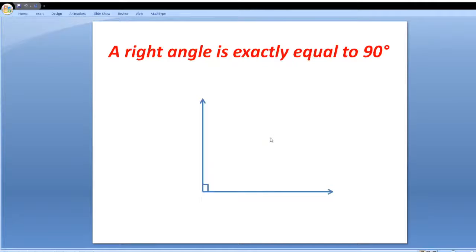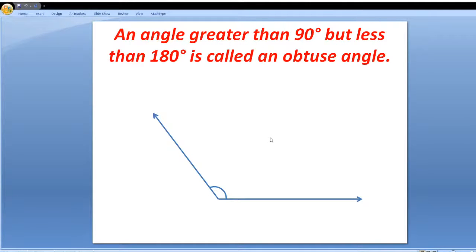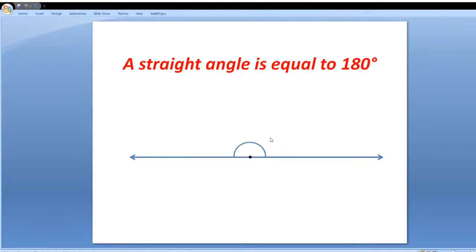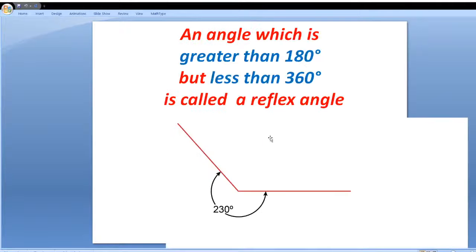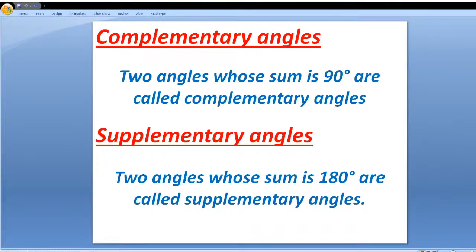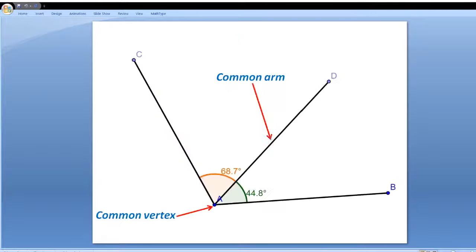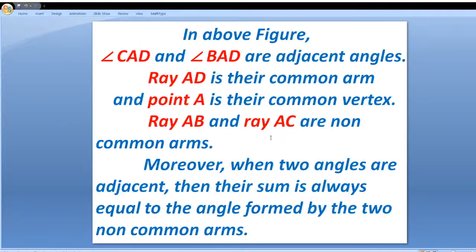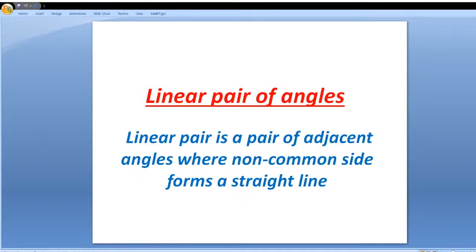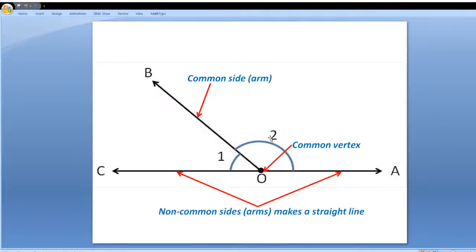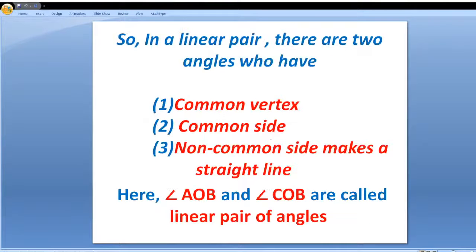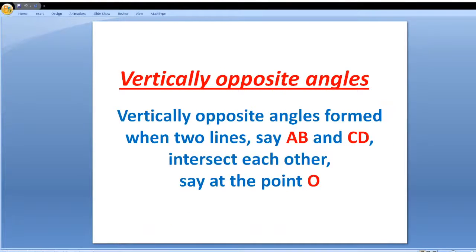See, this is acute angle, at exactly 90 degree, right angle, 180 degree, obtuse angle, and straight angle, and then reflex angle, complementary angle, supplementary angle, adjacent angle. What is common arm and common vertex? I have explained here in this figure. Okay, these all we have studied so far. Linear pair of angles, common vertex, common sides and non-common sides makes a straight line.